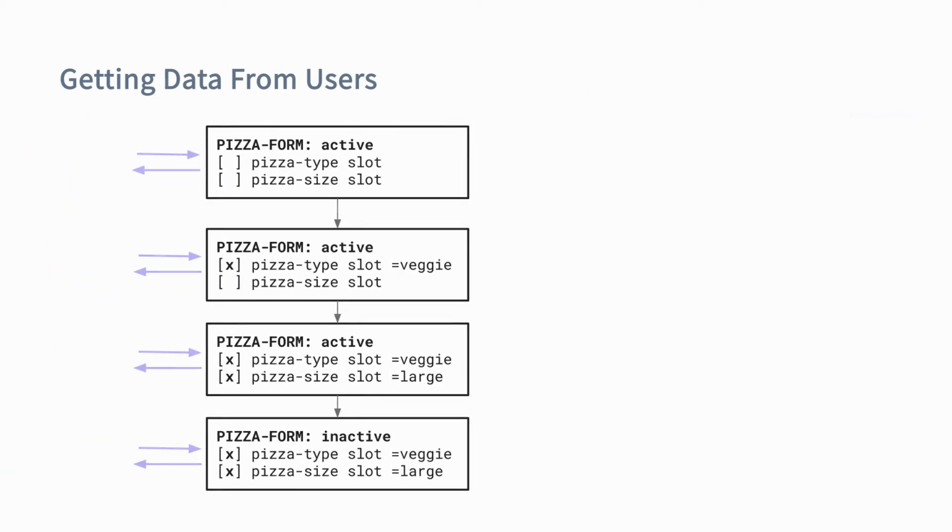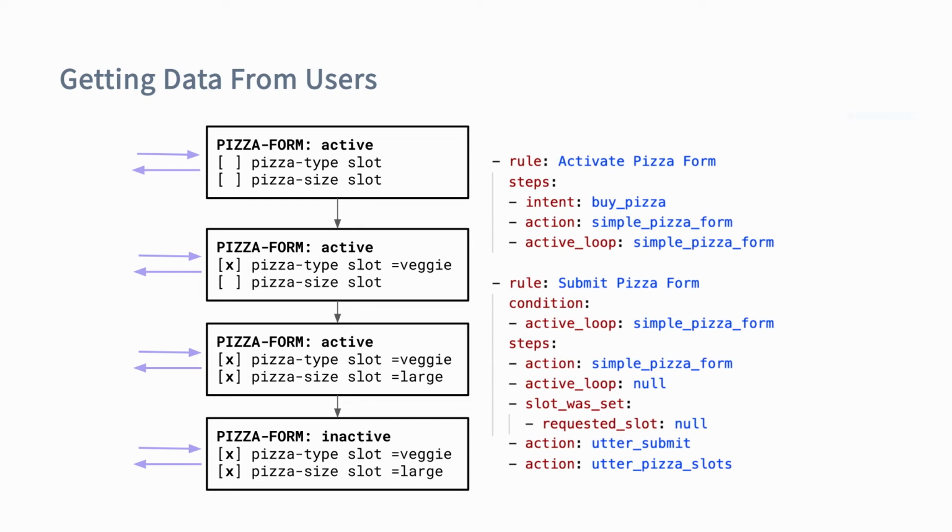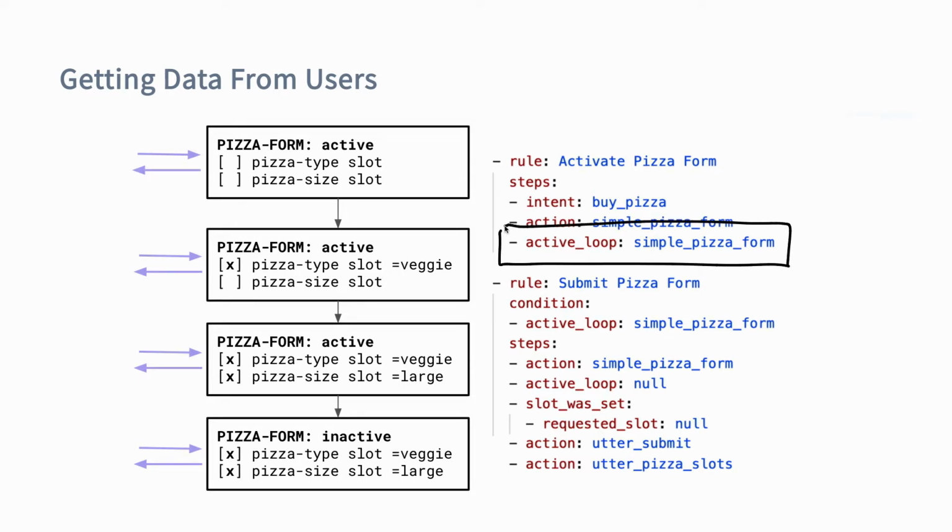Rasa Forms make it easy for you to configure this exact loop. To configure a form in Rasa, you will need to set two rules in your rules.yaml file. One rule will activate the pizza form, and another one will deactivate it once all the slots are filled in. Here's an example of what such rules might look like.